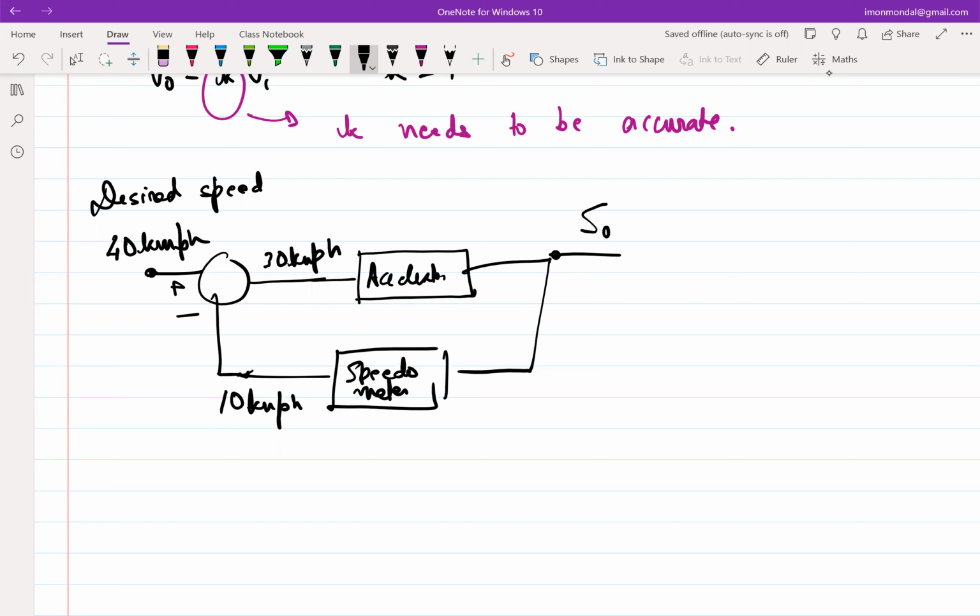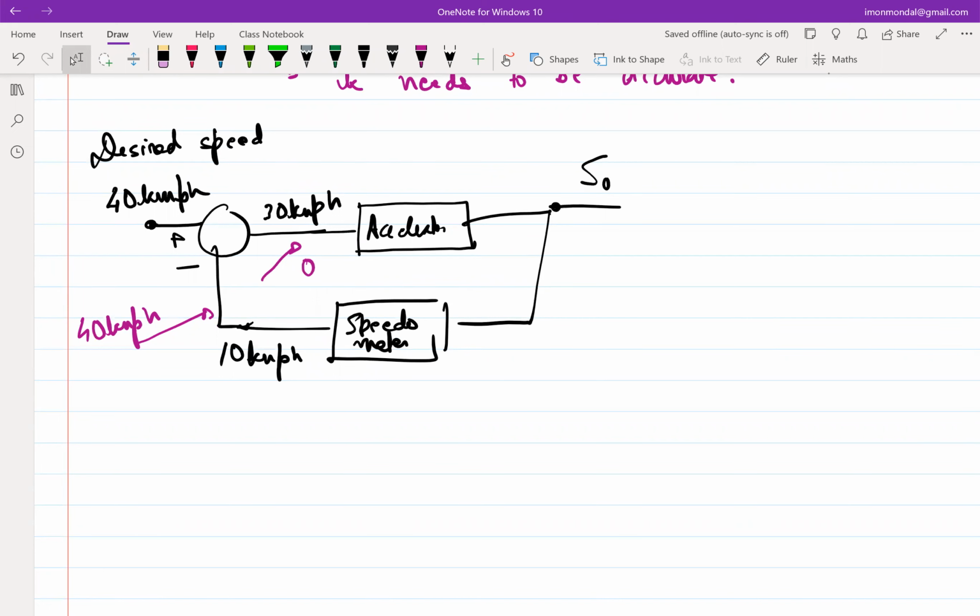Ultimately, when the speedometer output reaches 40 kmph, you'll say, okay, fine, my error speed here is 0. But whatever pressure I was giving on the accelerator is good enough, I'll keep it there. So essentially the output will be the speed that you would like to go at.